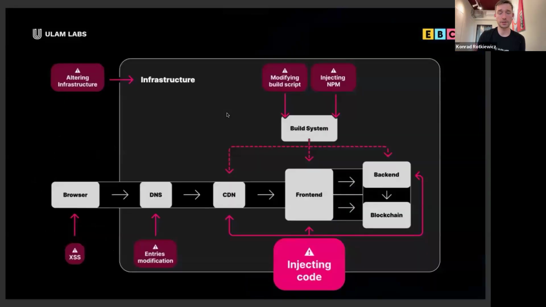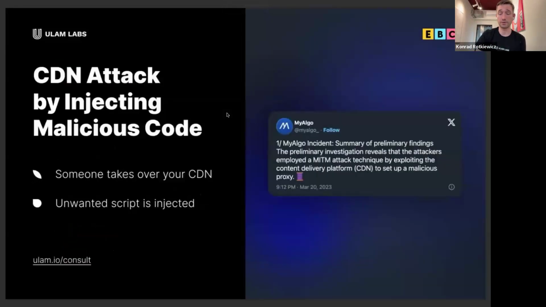Okay, so the next one is injecting the code. You can inject the code in many different places here. Probably the easiest one, and I have a really good example here, is the content delivery network. Most people think, oh, content delivery network, it just caches things, so we don't need to care about it. And I think the places in the infrastructure that you think are not important are the best ones to compromise, I would say. Nobody looks at them. So this is the best one.